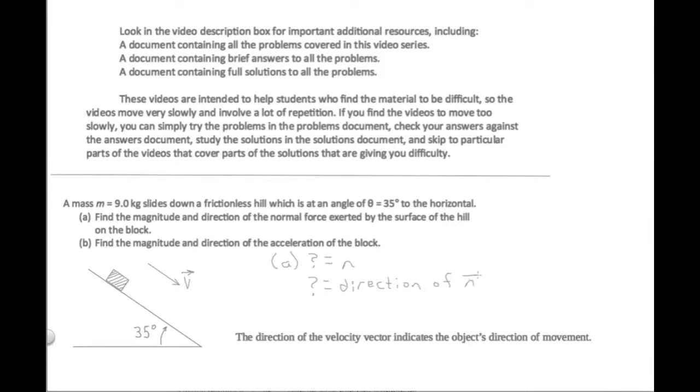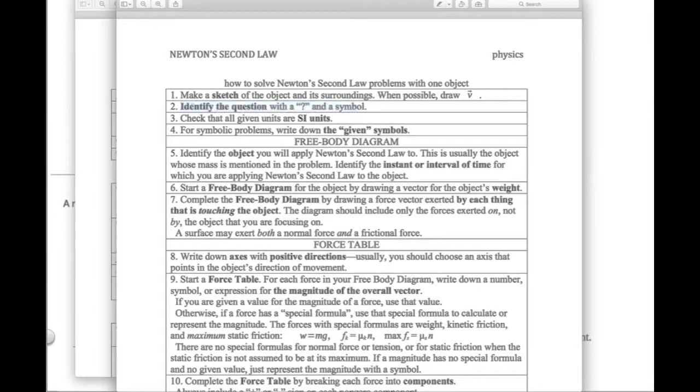Here we should include the arrow because a magnitude doesn't have a direction. Only the complete vector has a direction. So I encourage you to actually write down question marks to help you identify symbols or words in a symbol for exactly what the question is asking. So we've completed this step.